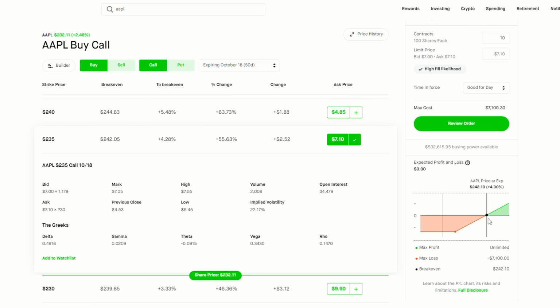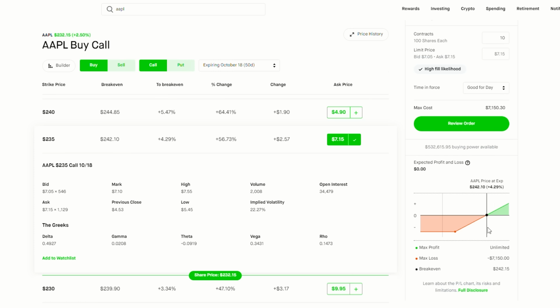242.10. Well, why is that? Well, it's because you're paying $7.10 in this example, and that is going to be added to the strike price. So 235 is a strike price. You're paying about $7, so your break even is going to be $242. And that means that you're not going to make money unless it goes above 242.